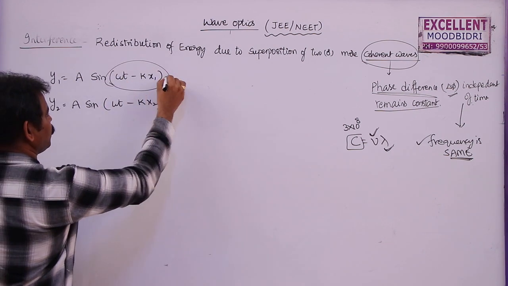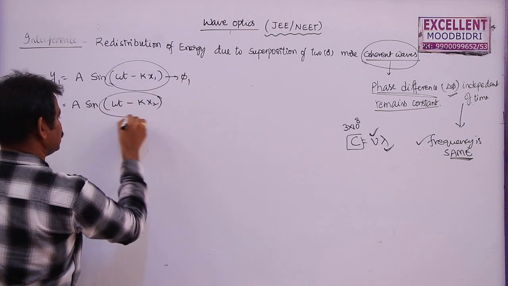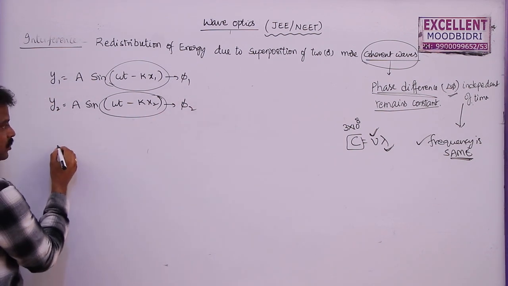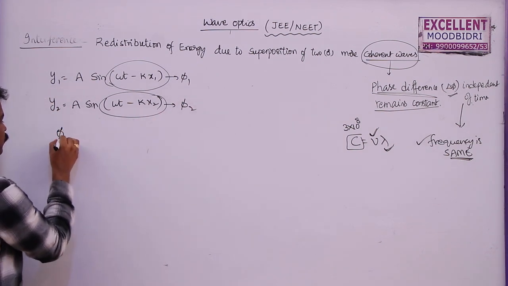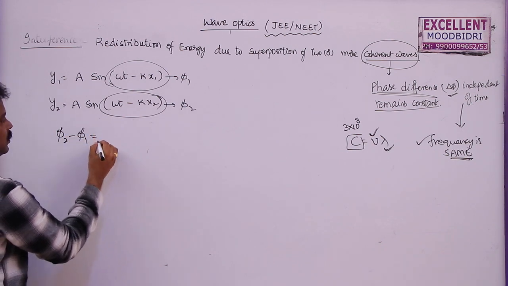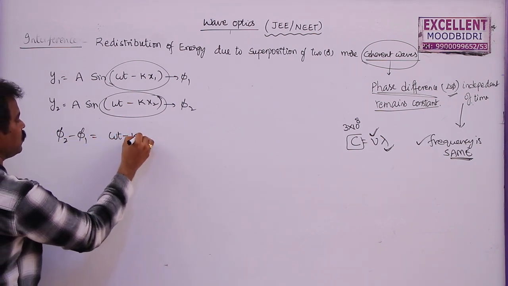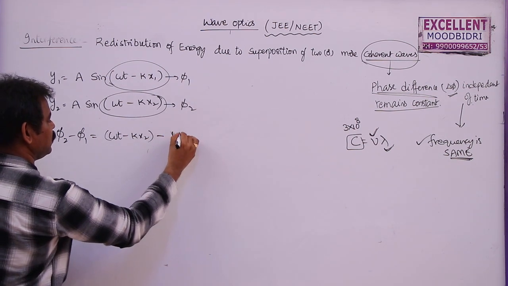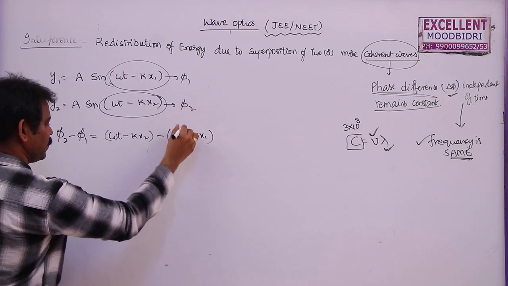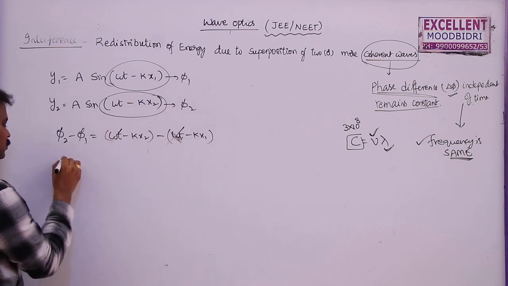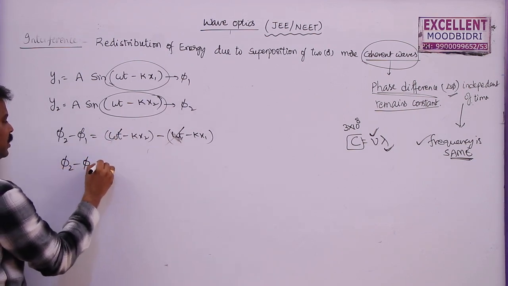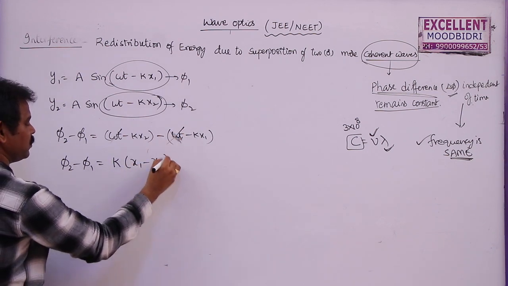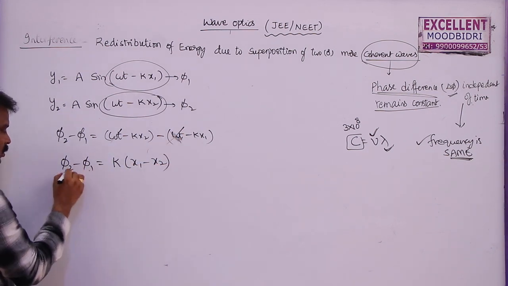This is the initial phase phi 1. This is the phase of the second wave phi 2. So what is the phase difference between these two? So phi 2 minus phi 1 is given by omega t minus kx2 minus omega t minus kx1. Omega t cancels, so phi 2 minus phi 1 is equal to k into x1 minus x2. So this is the difference in phase.